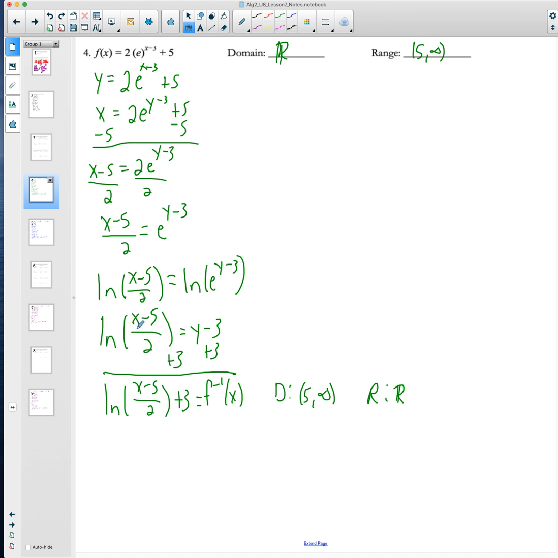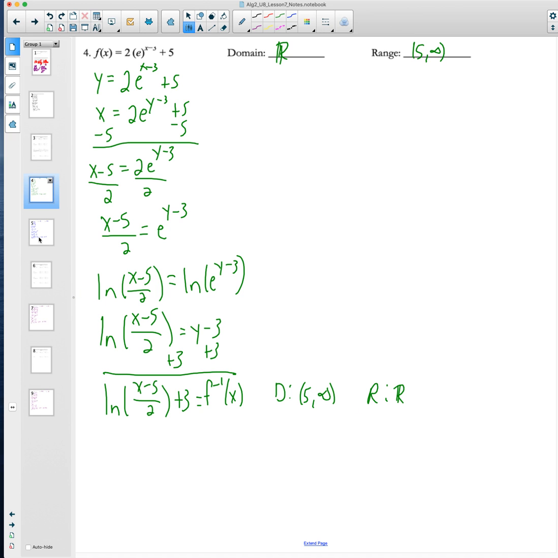That gives me the natural log of (x - 5)/2 equals y - 3. And then our final step would be to add 3 to both sides. And so my inverse function would be the natural log of (x - 5)/2, plus 3. And once again, you can see that the domain would be from 5 to infinity, which would match our range here. And we know the range of every logarithm is all real numbers.